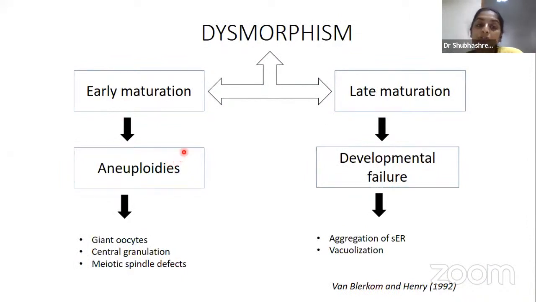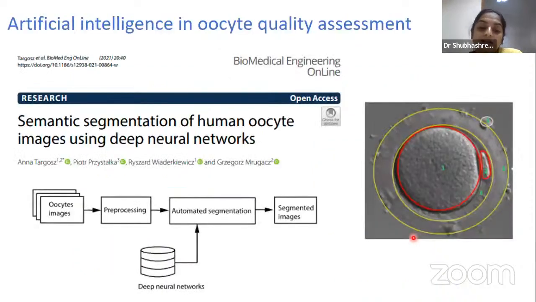So overall, the dysmorphisms in the oocytes might have been acquired during early maturation or late maturation. If acquired during early maturation, it might be because of aneuploidies that might get manifested as giant oocytes, central granulation or some meiotic spindle defects. If it is a late maturation defect, then it might be because of developmental failure, so you might see aggregation of smooth endoplasmic reticulum and vacuolization. So these are the basic morphological features we understand under light microscopy.